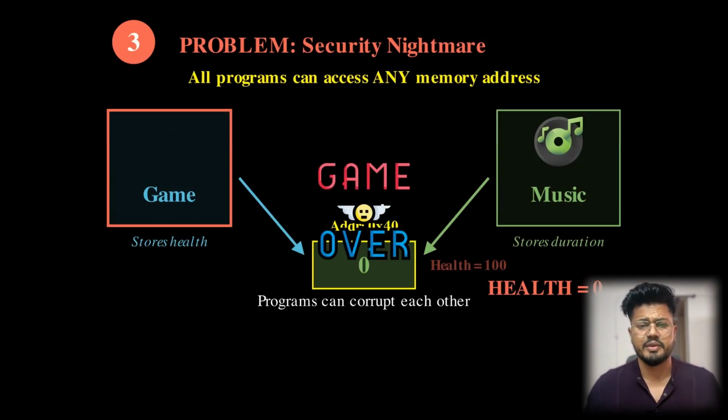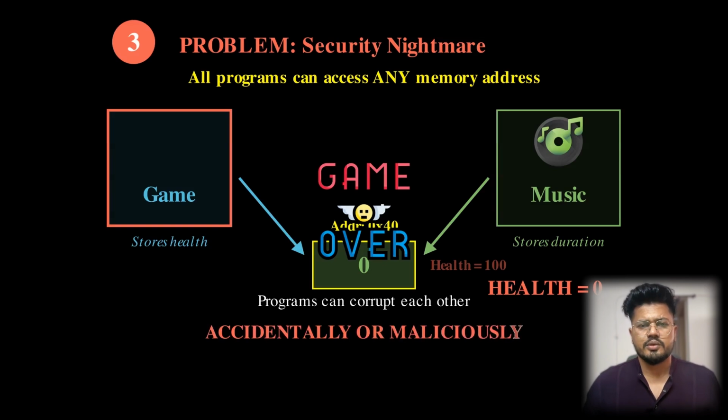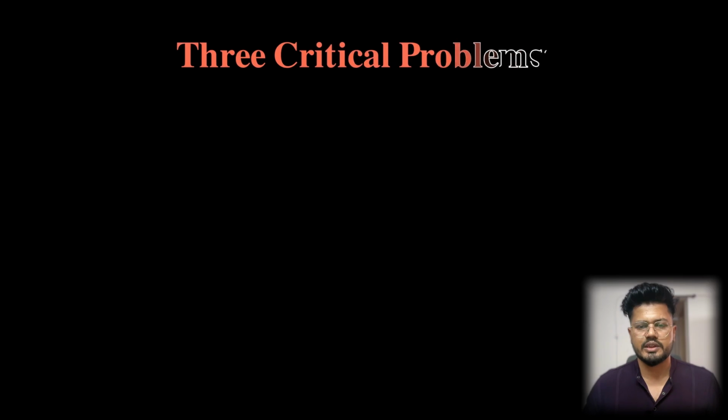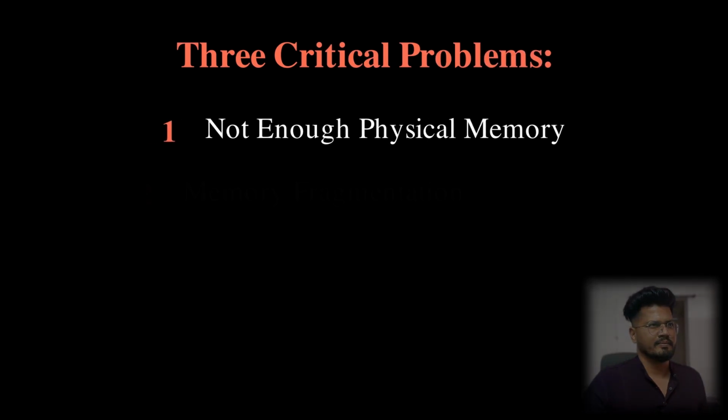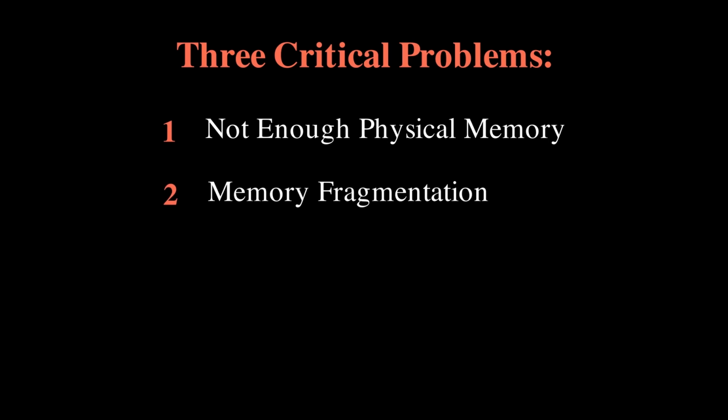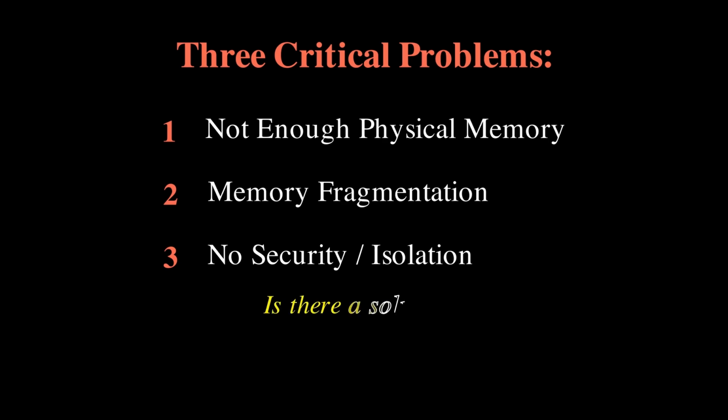So what is the problem in this? The data of one process is accessible to another process, so it will sometimes corrupt the data, and it will cause very problematic behavior in your computer system. So these are the three problems. First is not enough memory, second is the fragmentation problem, third is security: one program is able to access another program's memory.